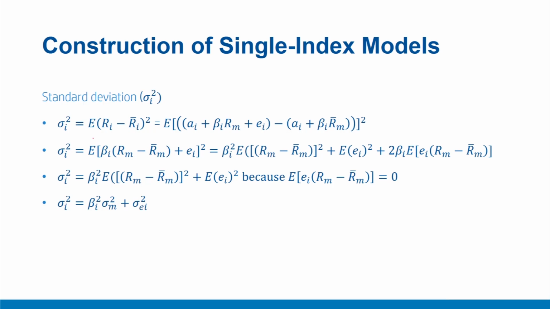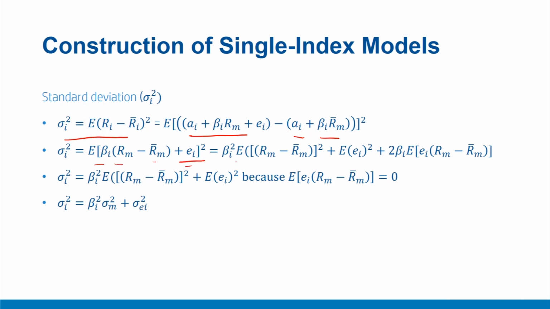Coming to standard deviation of return, it can be easily given by this formula: sigma square equals expectation of (Ri minus R bar) raised to the power 2. Now we can expand the return definition here, which is alpha i plus beta i times Rm plus Ei, and Ri bar we already know is alpha i plus beta i times Rm bar. Simplifying this expression, we get expectation of (beta i times (Rm minus Rm bar) plus Ei) raised to the power 2.